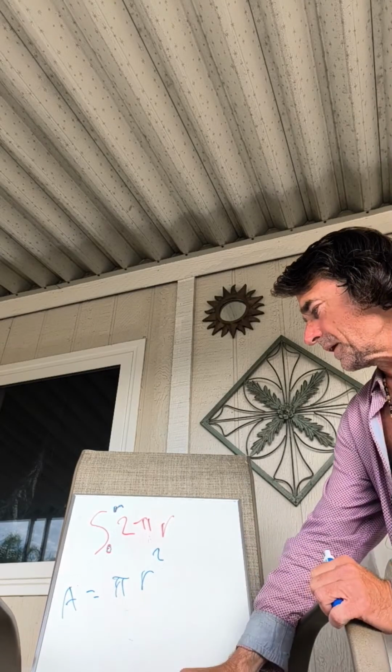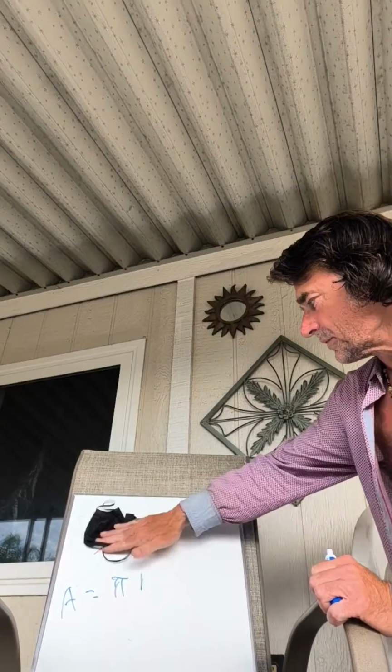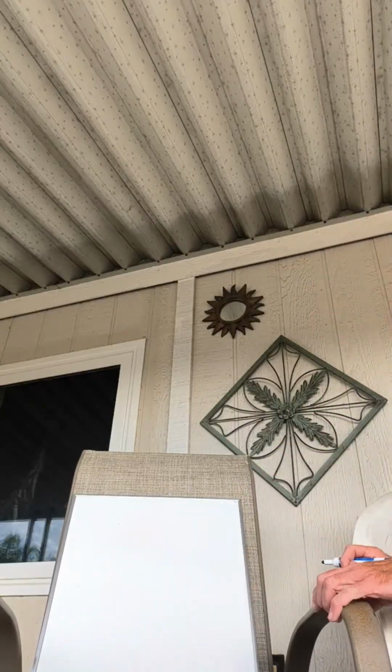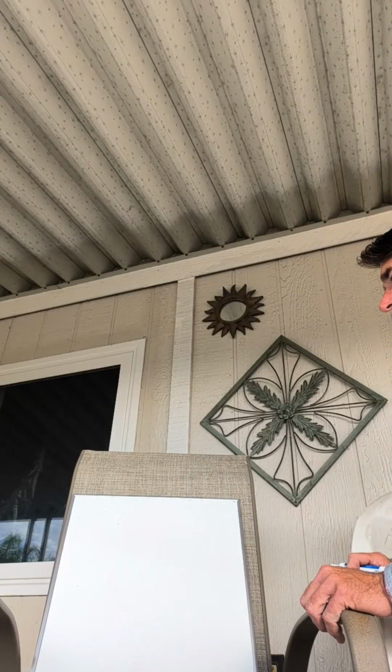So where do I go from there? The area is pi r squared based on calculus and a little imagery. But now we do something else. That's the area of a circle.